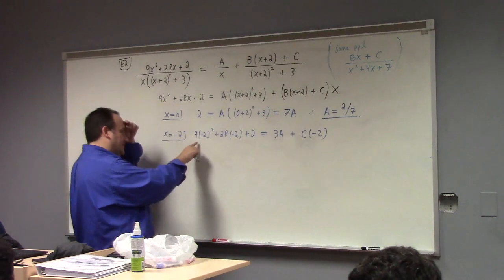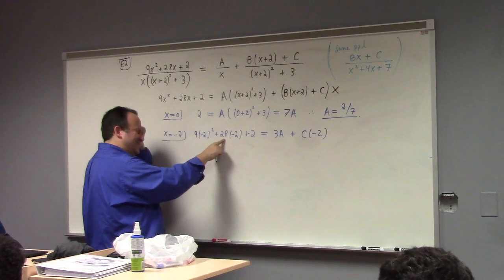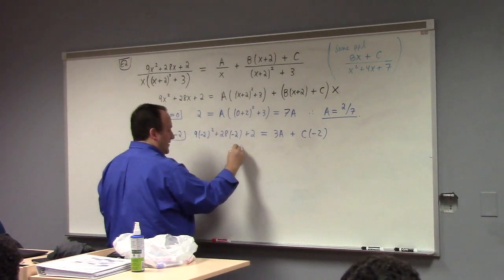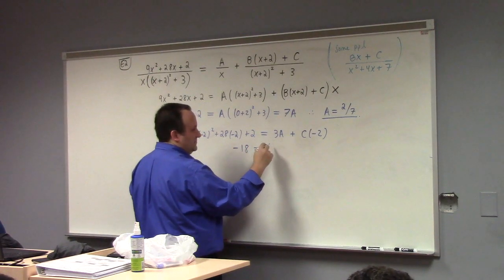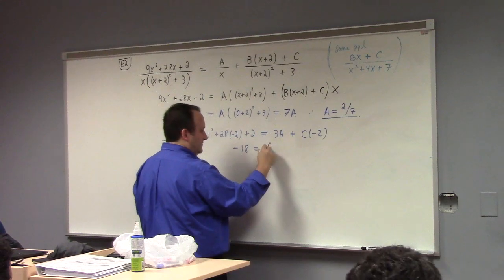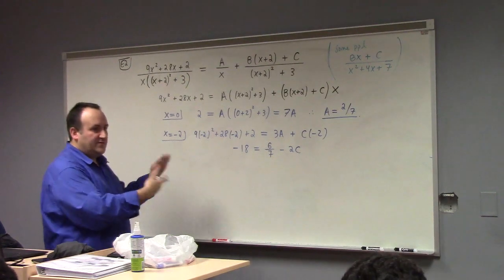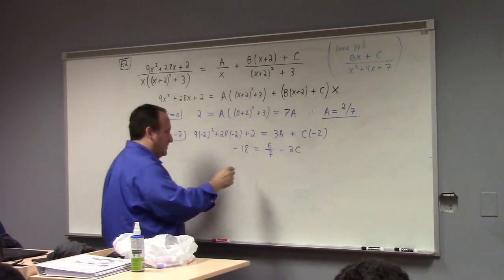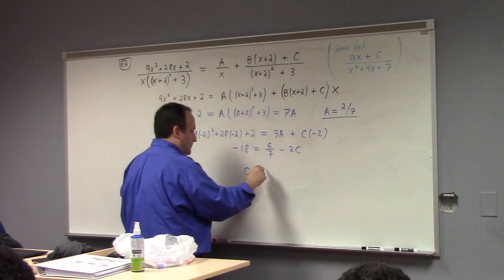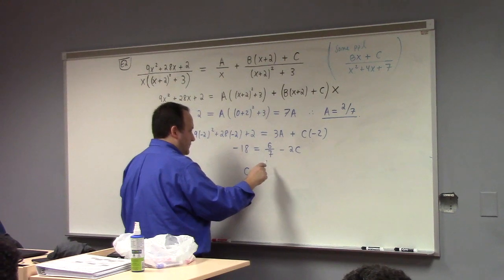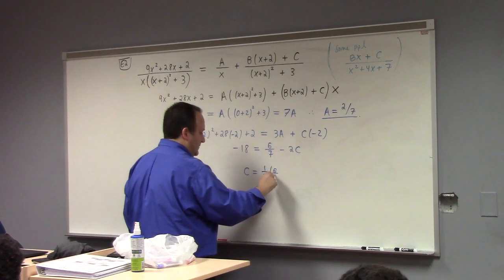So that's 36 minus 56, which is negative 20 plus 2. So what we're up against here is minus 18 equals 3 times a. Well, that's ugly. 6/7 minus 2c, right? So we can solve for c. What's c equal to? C is equal to 1/2 of 6/7 plus 18.